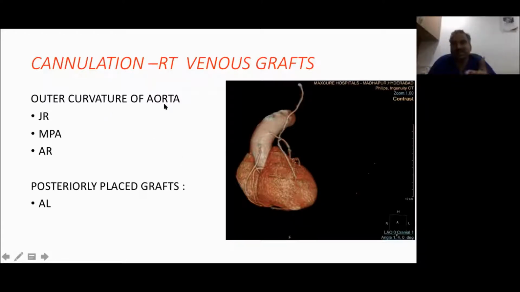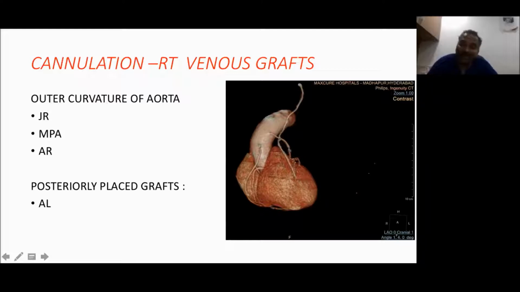Overall, if your right venous grafts are on the outer curvature of the aorta, that means the usual right anterior or right lateral location, then JR, MPA and AR most often work. If not JR, MPA will definitely hook your SVG to RCA.